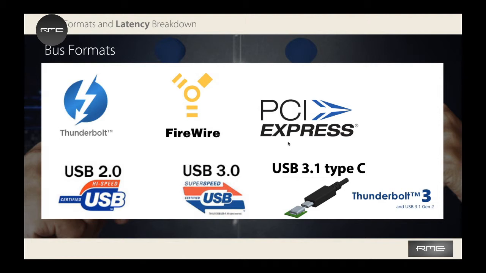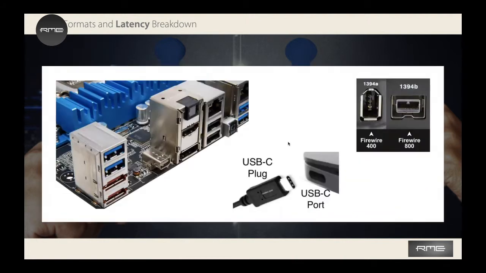FireWire is disappearing. It's still a big advantage because you can adapt it very easily to Thunderbolt. So even if you have an old FireWire interface, you can connect it to Thunderbolt and connect it to your Mac. Also PC, but it's a little bit more difficult. So this is how it looks.